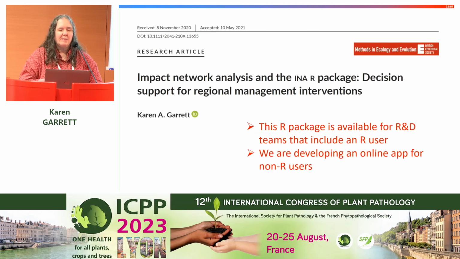So we have an R package available to do that analysis, and we're in the process of making an online app for non-R users to characterize the system and then see what the outcomes would be for different sorts of management choices.